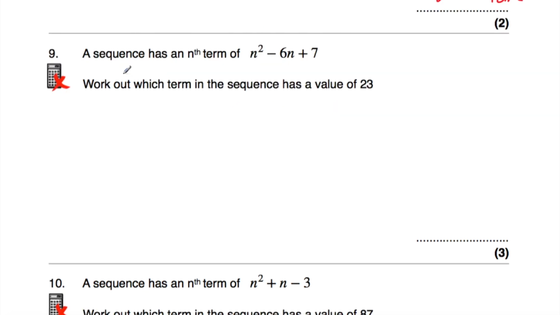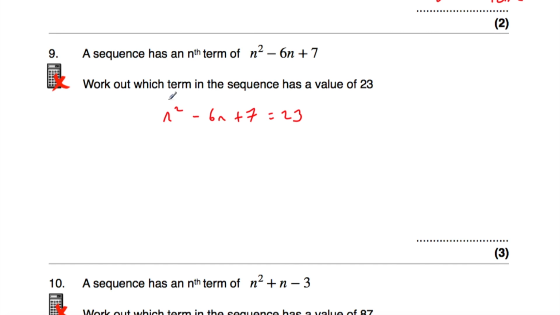So question number 9 says, a sequence has an nth term of n squared subtract 6n plus 7. So as you can see, it's a quadratic nth term. I've been asked to work out which term in the sequence has got a value of 23. So we know that whenever we substitute in a certain value for n, we get an answer of 23. So let's let the nth term equal 23. So we'd have n squared subtract 6n plus 7 is equal to 23. And if we solve this quadratic equation, we'll then find the value for n, or the values for n.